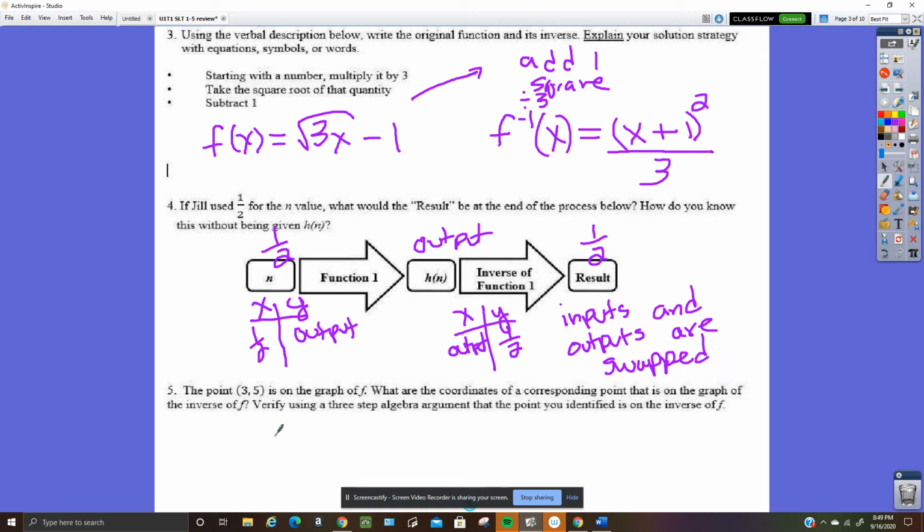All right, the point (3, 5) on the graph, what's the corresponding point on the graph of the inverse? Then once again, you would swap the input and output. So you swap the x and y. Here it's 5, 3.